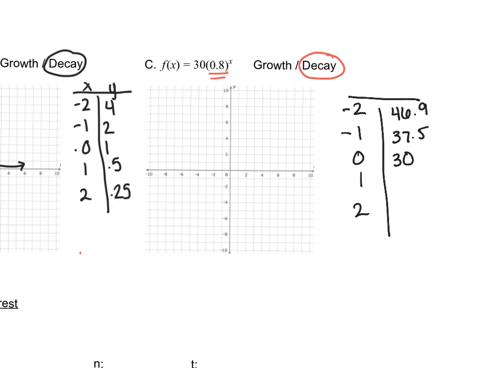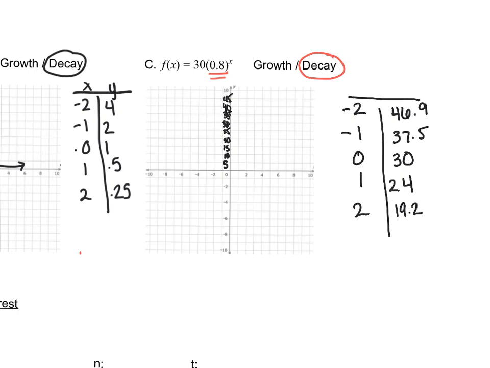This would be 30 because 0.8 to the power of 0 is 1, and 1 times 30. 0.8 times 30 would be 24, and 0.8 squared times 30 would be 19.2. So now, granted, we can do these by 5s, 5, 10, 15, 20, 25, 30, 35, 40, 45.